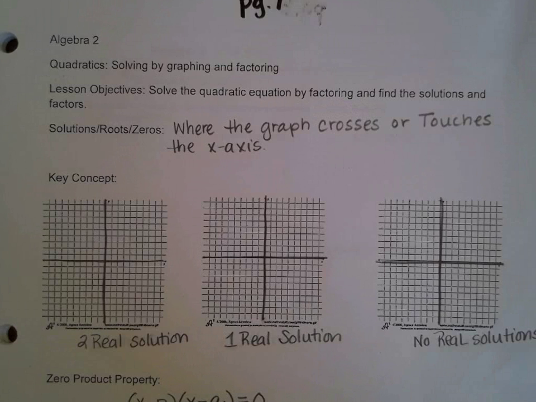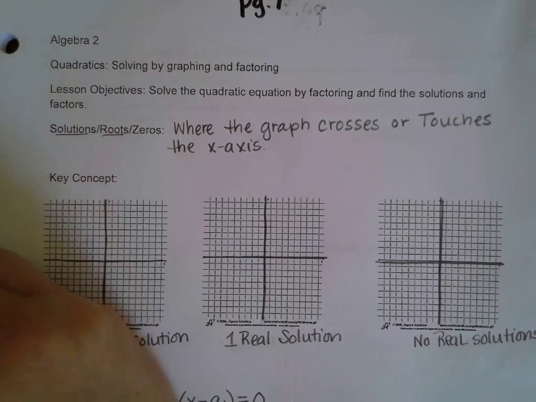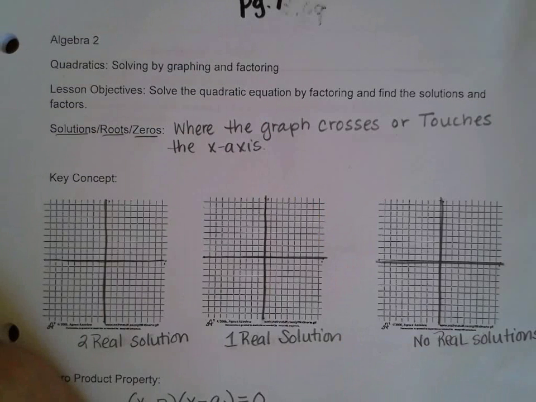So in this section of the notes, we're going to be talking about how to find the solutions to a quadratic by looking at a graph and also doing it algebraically. The thing that we want to go over in Algebra 2, which comes up often on the SOL, is vocabulary. The word solutions, the word roots, the word zeros, they all mean the same thing. They're all where the graph crosses or touches the x-axis.